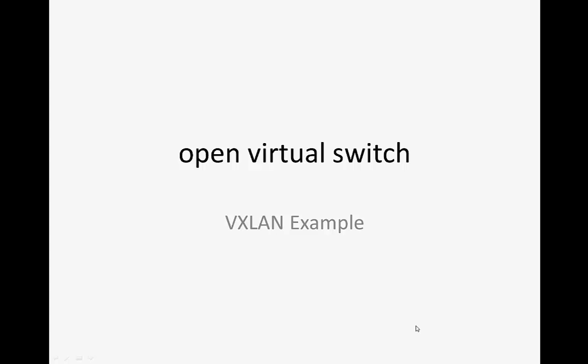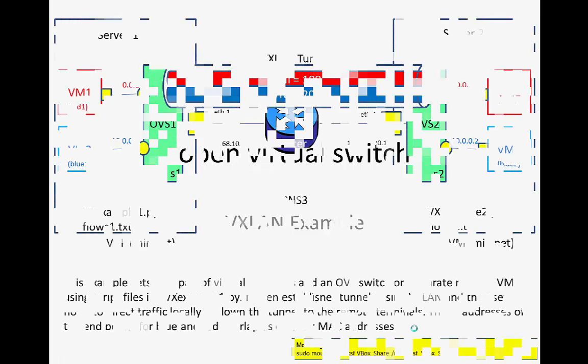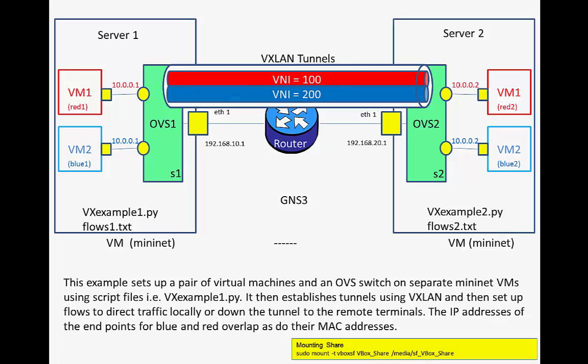Open Virtual Switch VXLAN example. This example sets up a pair of virtual machines and an OVS switch on separate Mininet VMs using script files, i.e. VXExample1.py. It then establishes tunnels using VXLAN and then sets up flows to direct traffic locally or down the tunnel to the remote terminals. The IP addresses of the endpoints for blue and red overlap, as do their MAC addresses.